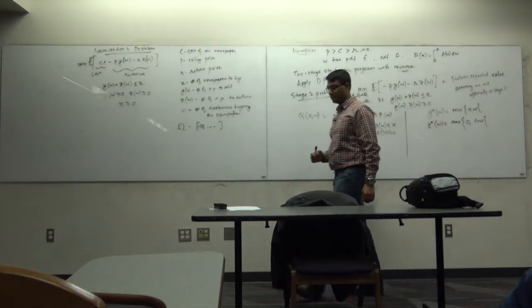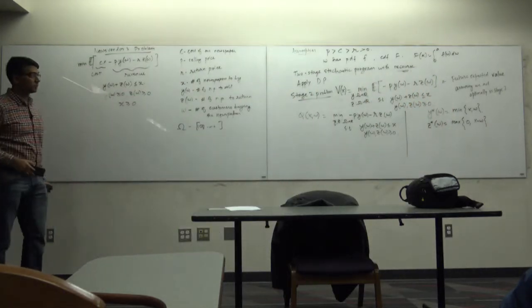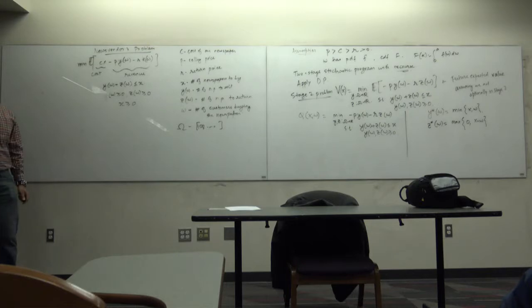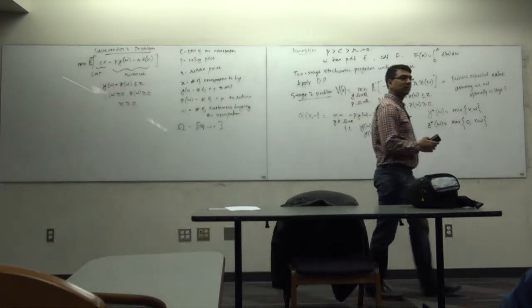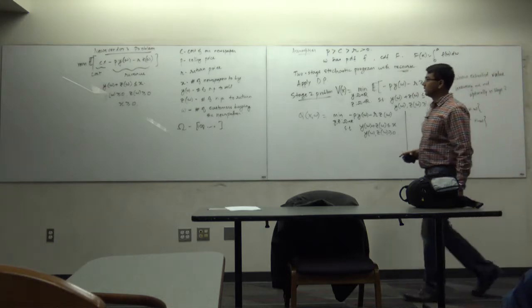So that's the optimal solution in the case of this newsvendor's problem. Okay, everyone agrees with it? Okay, so I should sell as many newspapers as I can, and I should return all the remaining newspapers back to the agency.